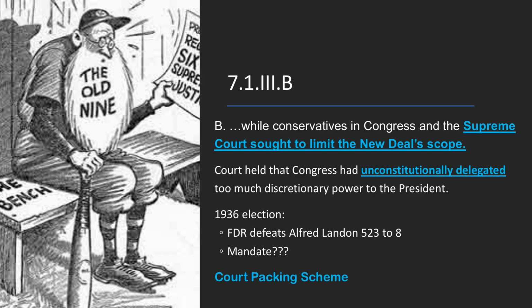In 1936, FDR wins in a massive landslide. He wins 526 electoral votes to 8. To 8. This poor Alfred Landon. He believes the United States people have given him a mandate, that they want him to pursue the New Deal at all costs. He knows the Supreme Court is upset with him, so he's going to get in this thing we call the court packing scheme. He's going to try to take over the Supreme Court.